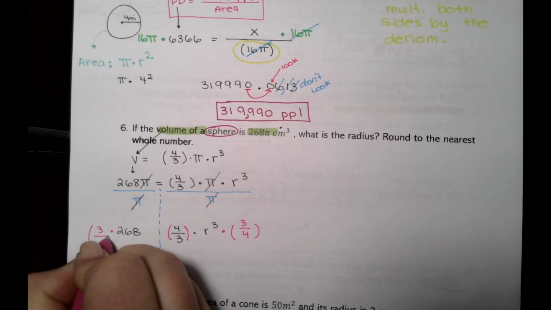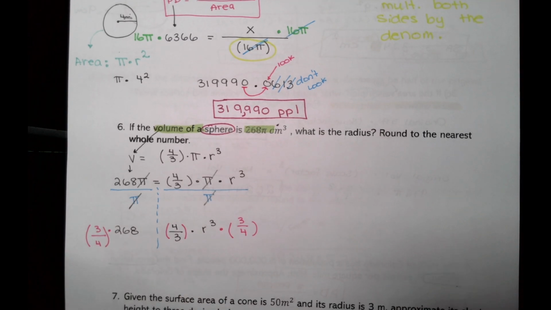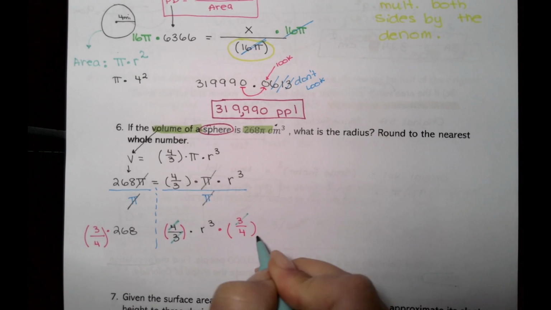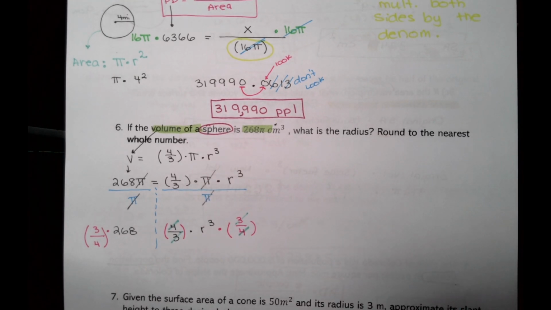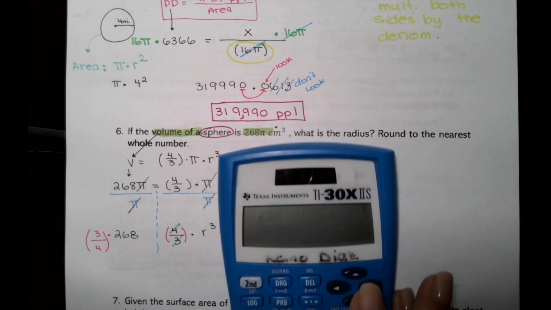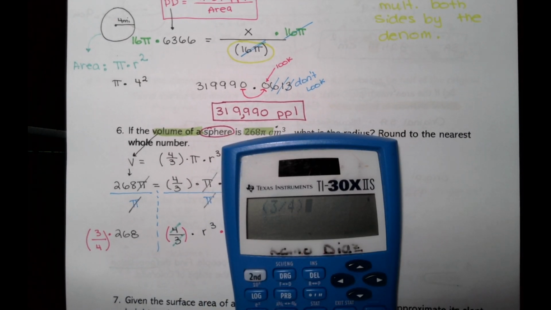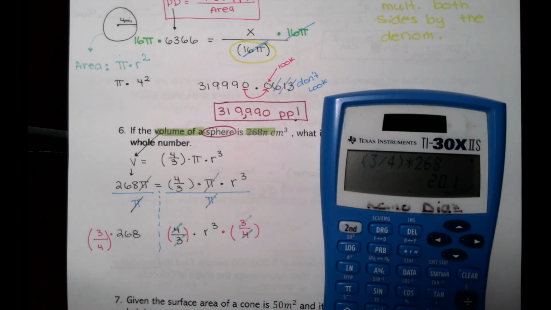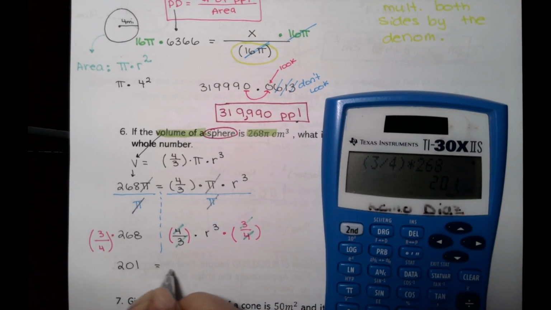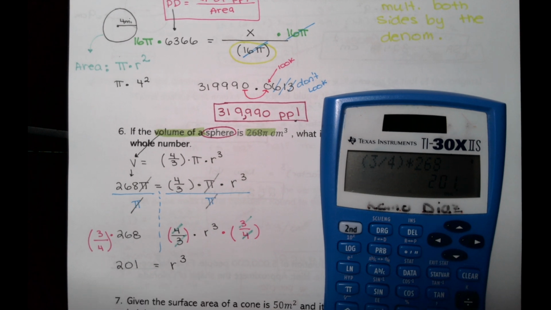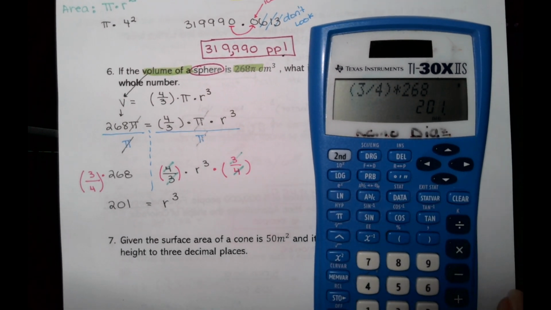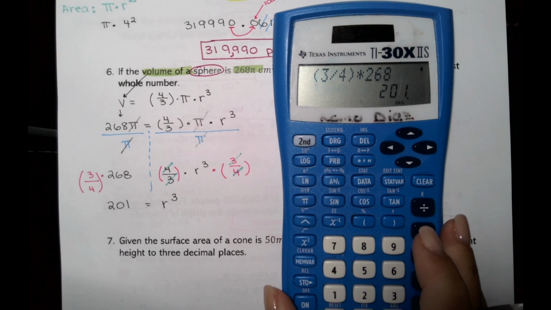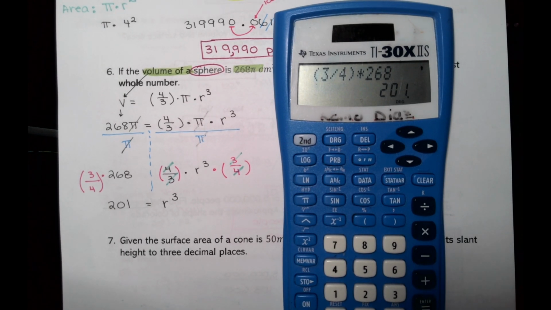Now when you do this, be careful. 3 is on top, 4 is like a denominator, which then allows us to remove our 3's and remove our 4's in our 4/3. Now when you type this into the calculator, again, parentheses are important. So I have 3/4 now times 268, which gives me 201, which is a pretty number. And it is asking us to round to the nearest whole number, but we're not done yet. We do need to take a cube root.